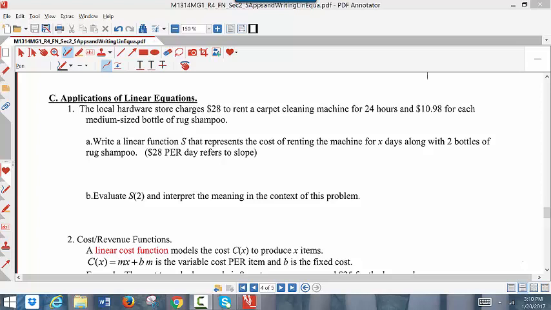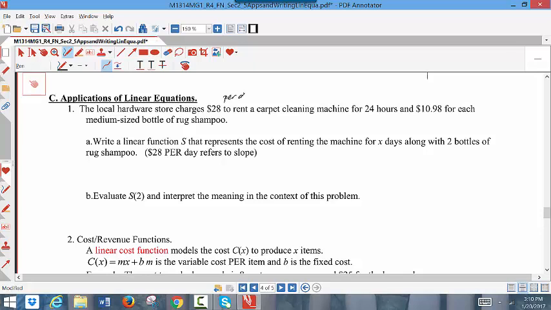It says a local hardware store charges $28 to rent a carpet cleaning machine for 24 hours. In other words, $28 a day. And then $10.98 for each medium-sized bottle of shampoo. Okay, so it's $28 per day, and then $10.98 for each bottle.